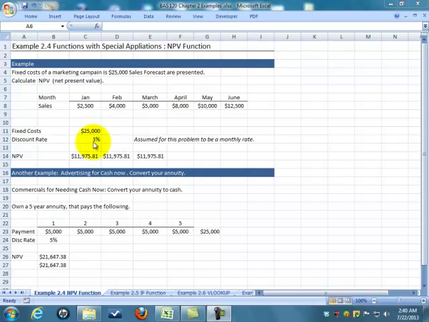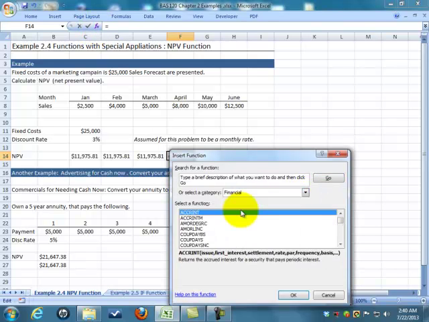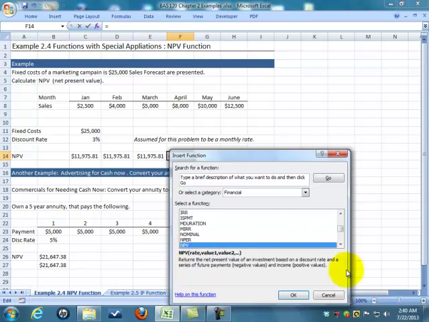So the discount rate they tell us is 3%. We're going to assume that's a monthly rate because that makes it easier in the net present value. And that's the way they did it in the book also. Normally, you put your discount rates at an annual rate. So to do this net present value, I simply went to a cell, opened up my functions. This is a financial function. I can either hit NPV there, or I can scroll down and find net present value.